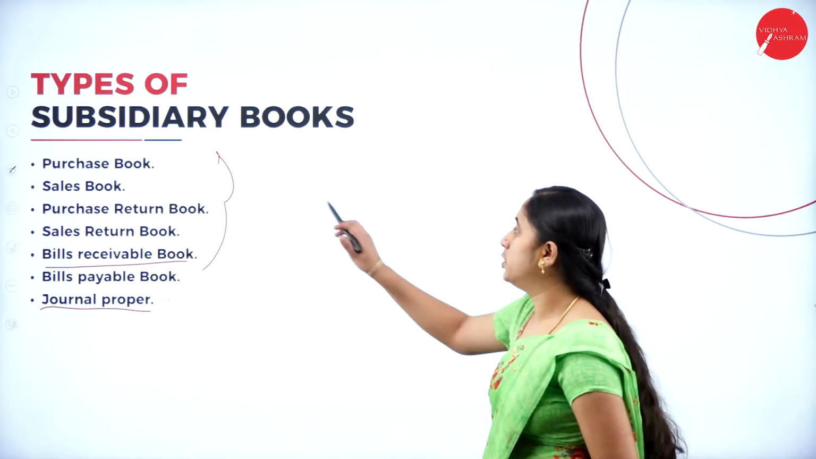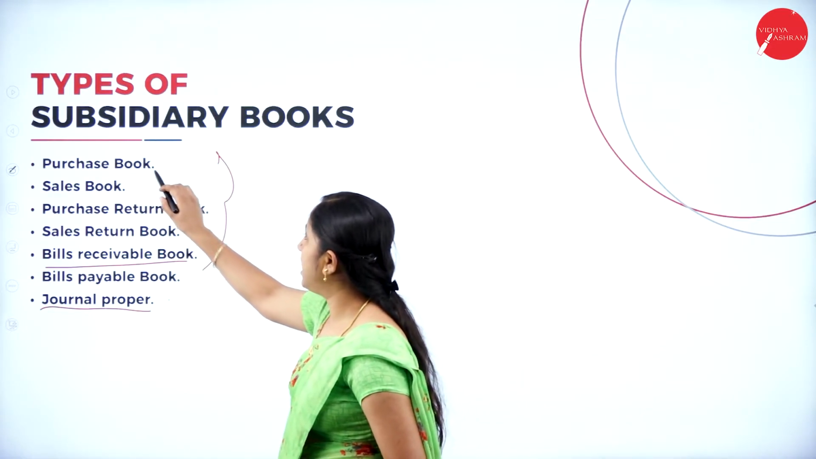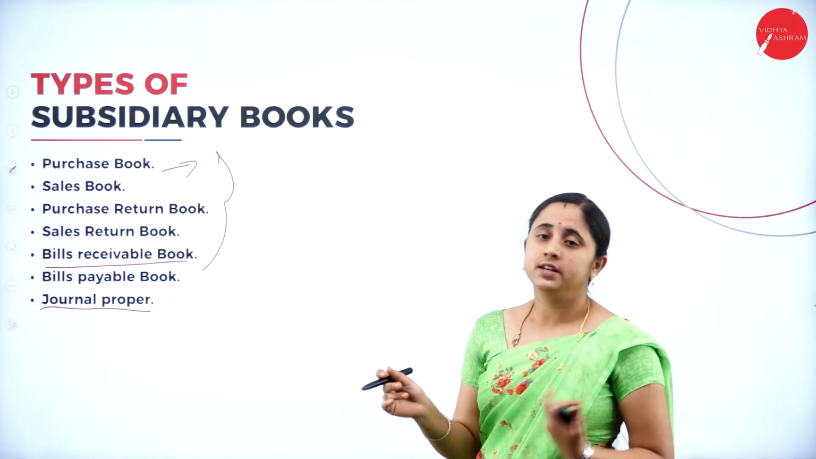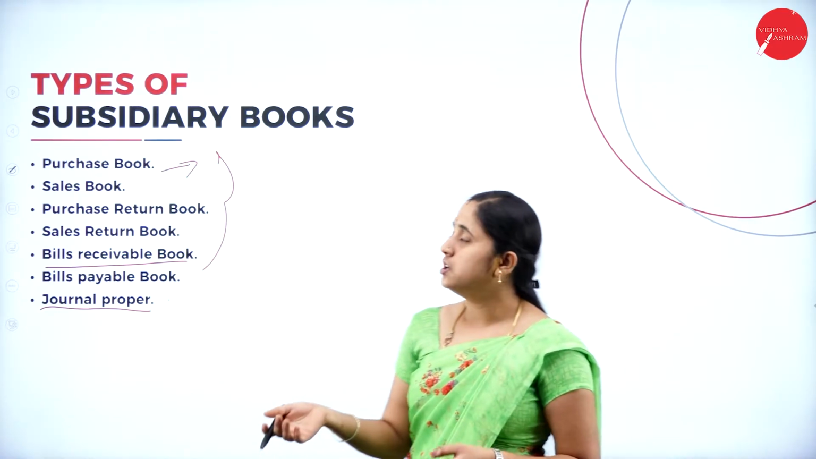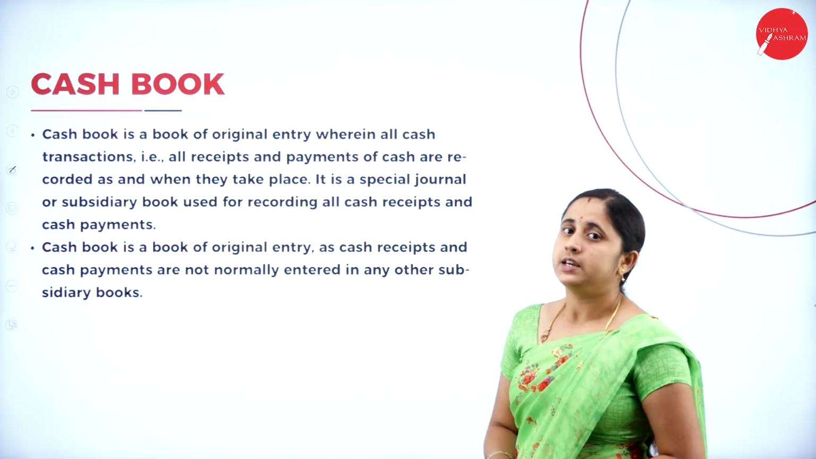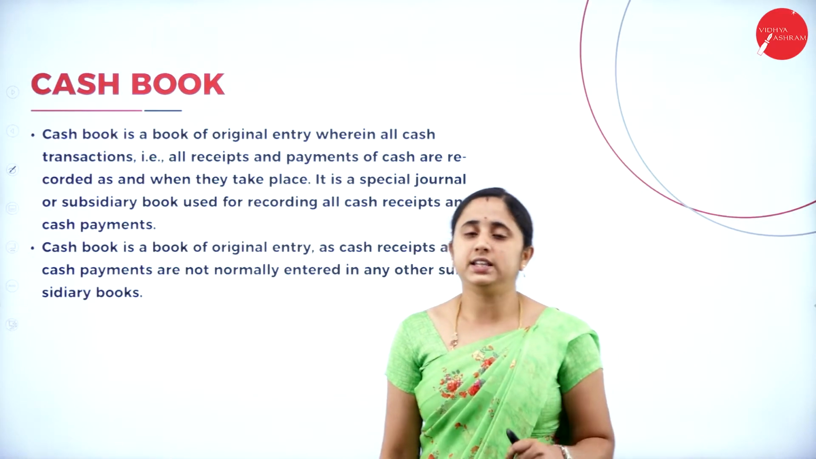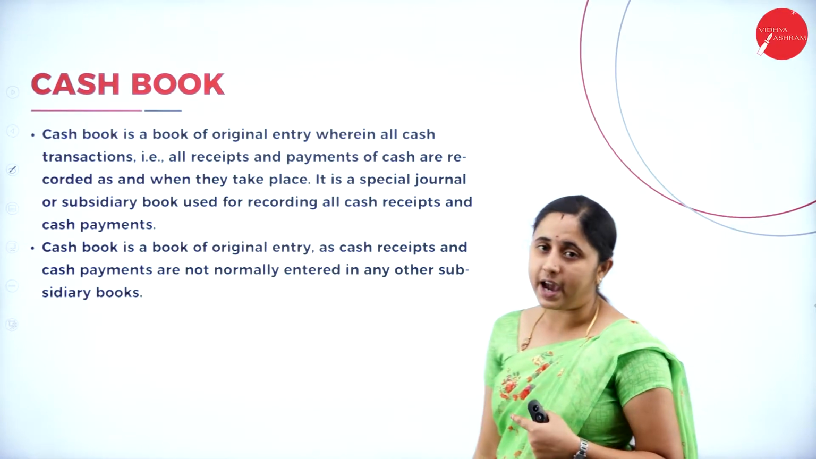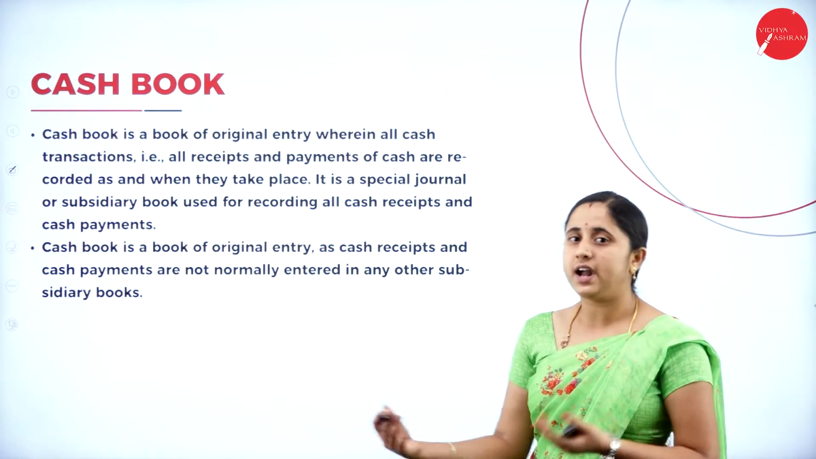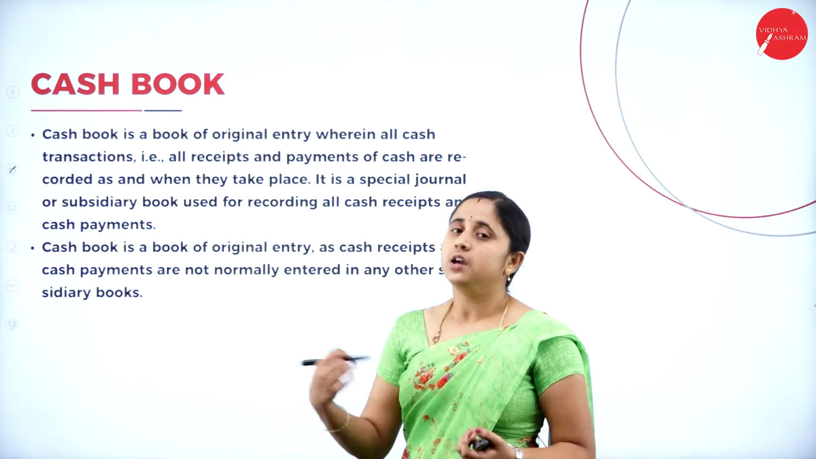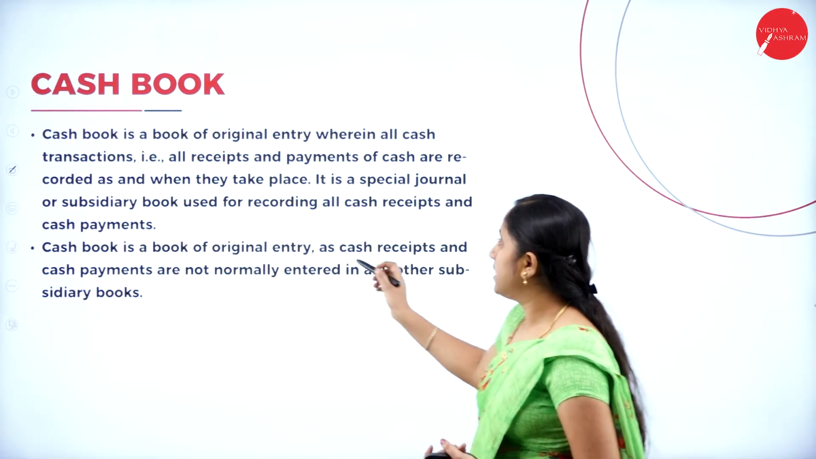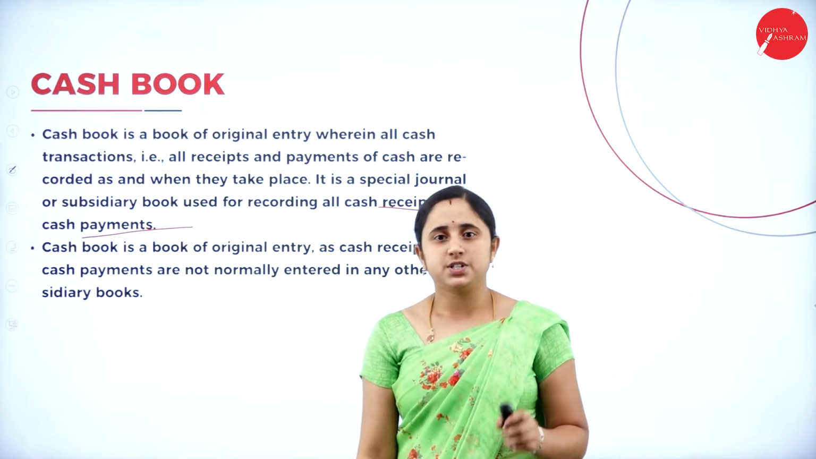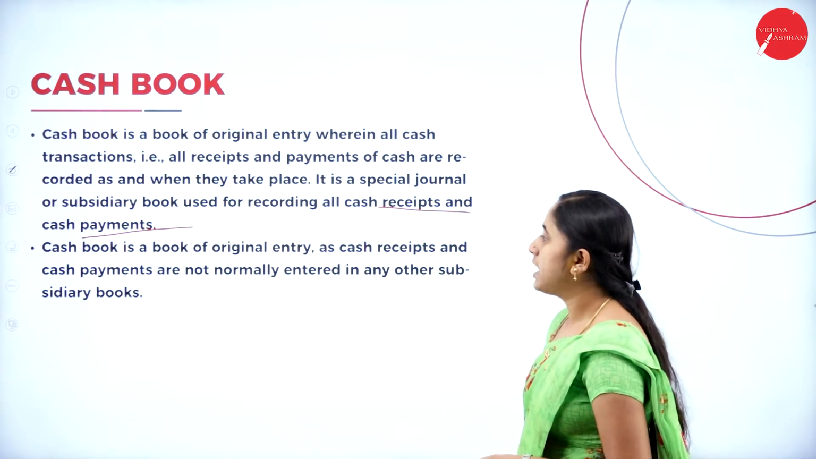In the purchase book, you will record only the purchase transactions, either cash purchase or credit purchase. In sales, cash sales or credit sales. In the same way, in the cash book, you will record only the cash transactions. No credit transaction should be recorded in the cash book. Cash purchase or cash sales, cash coming in, cash going out. All the cash receipts and payments, you will record in the cash book.